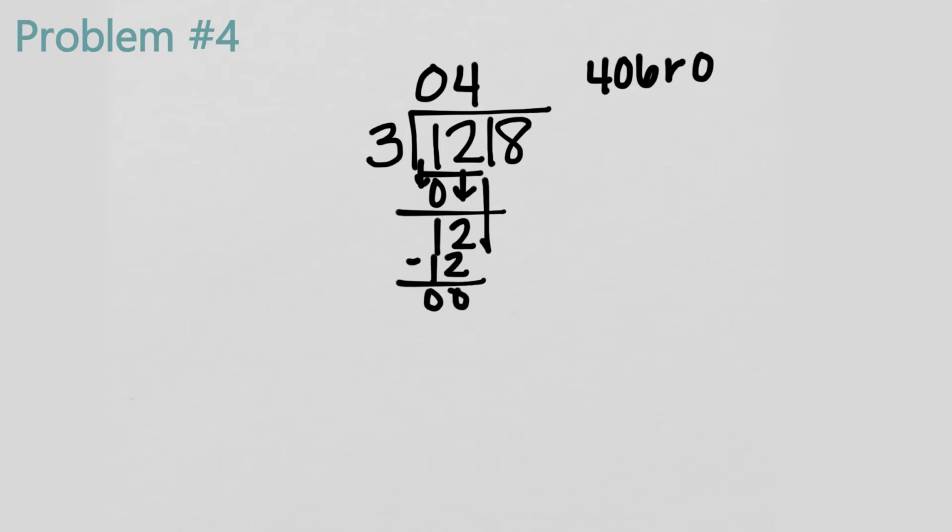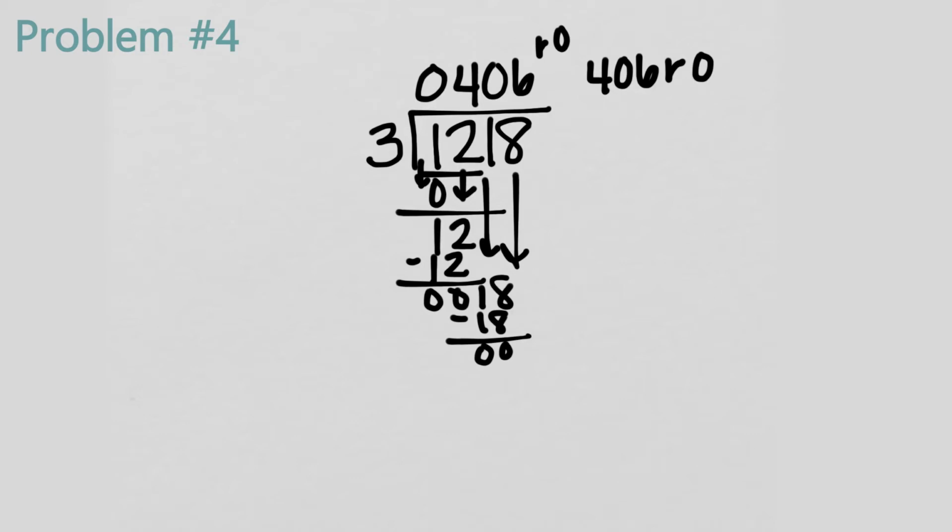Bring our 1 down. How many times does 3 go into 1? 0 times. Bring our 8 down. How many times does 3 go into 18? 6 times. 6 times 3 is 18. And we have 0 left over as our remainder.